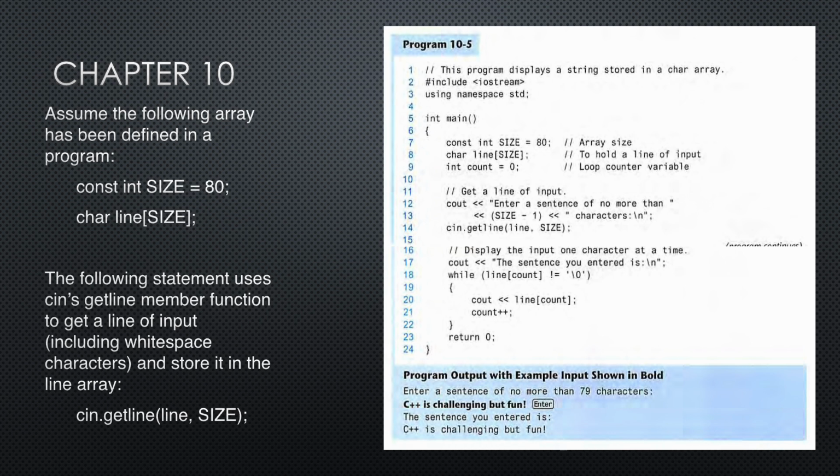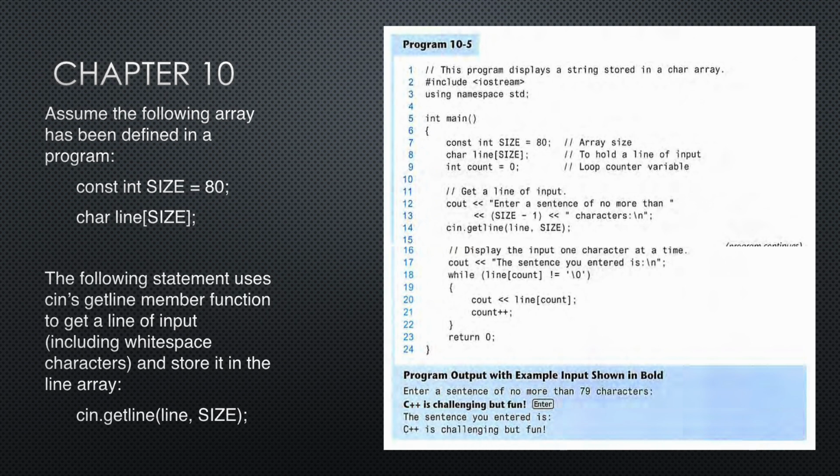The first argument in the code on the screen tells getline where to store the string input. This statement indicates the starting address of the line array as the storage location for the string. The second argument indicates the maximum length of the string, including the null terminator. In this example, the size constant is equal to 80, so cin will read 79 characters or until the user presses the enter key, whichever comes first.